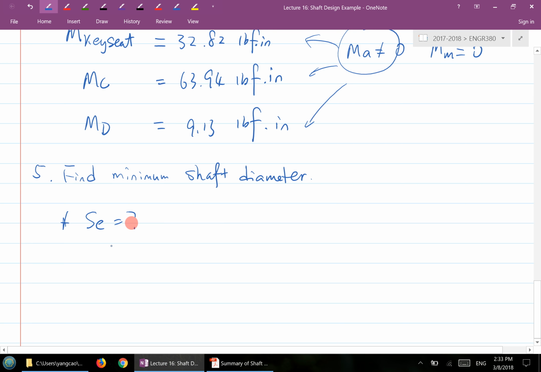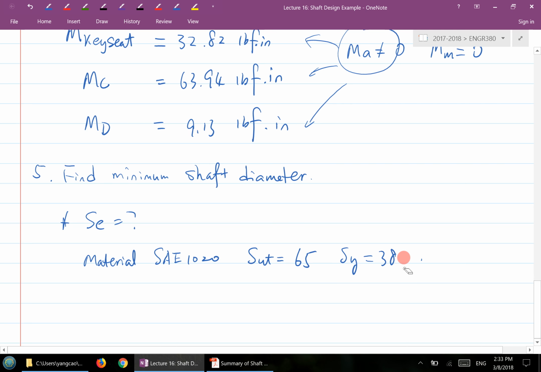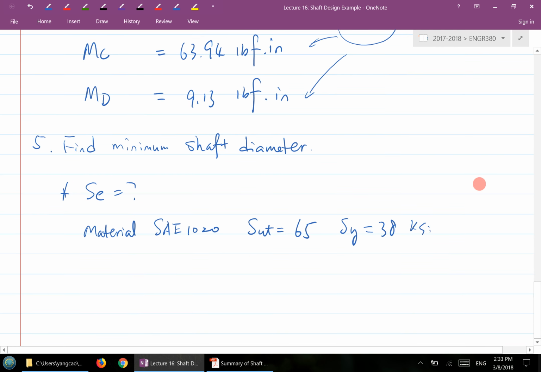So first of all, you have the material SUT. The material in this question is SAE 1020, so SUT is 65 KSI. If you look at the table, you'll find SUT and SY. That basically means your SE prime is equal to 0.5 times SUT, which is 32.5 KSI.